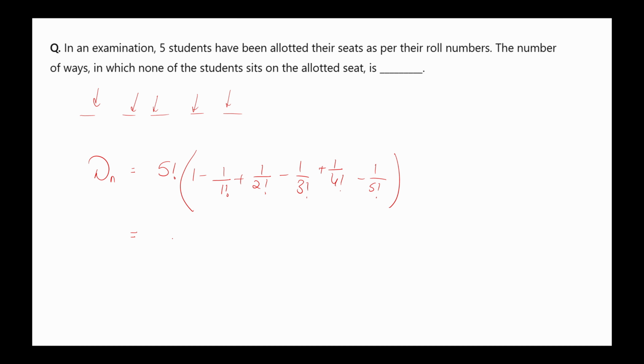So let's just solve this. What are we going to get? 1 and 1 would get cancelled out. Here we would have 1 by 2 minus 1 by 6 plus 1 by 24 minus 1 by 120. Here we would have 5 factorial, so this would cancel it out and we would get 44 as our answer. So this is our answer. Of course, simple question, just apply the formula, get the answer.